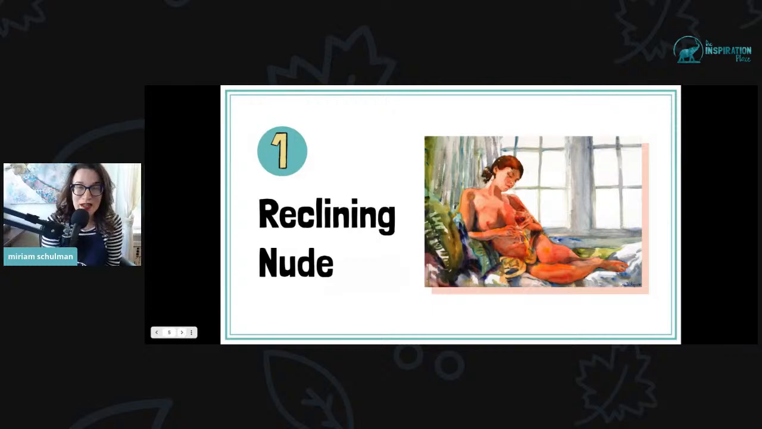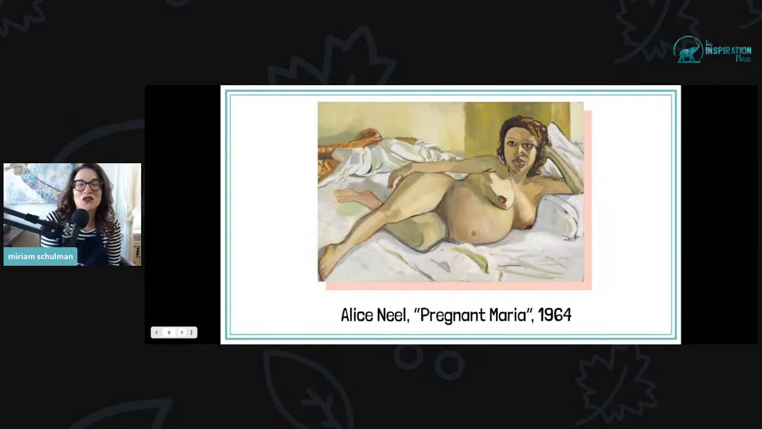Okay, so the first one is the reclining nude. Okay, so this is my watercolor. You can sort of get away with a little nudity on social media, but sometimes not really. So we'll see what happens with this live stream. And the first artist that I want to share with you today is Alice Neel.